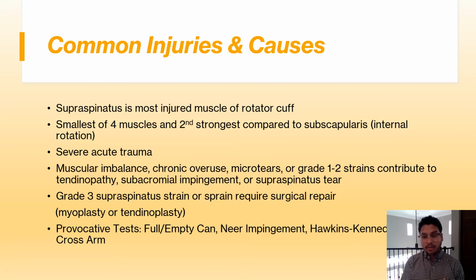And all of these injuries, if they are severe enough, could lead to tendinopathy, subacromial impingement, and a supraspinatus tendon tear. Often, if the tear is severe enough, like a grade 3, where there's a full separation of the soft tissue from its bony surface or its connection, this grade 3 strain would require surgical repair to repair the injured muscle in the shoulder.